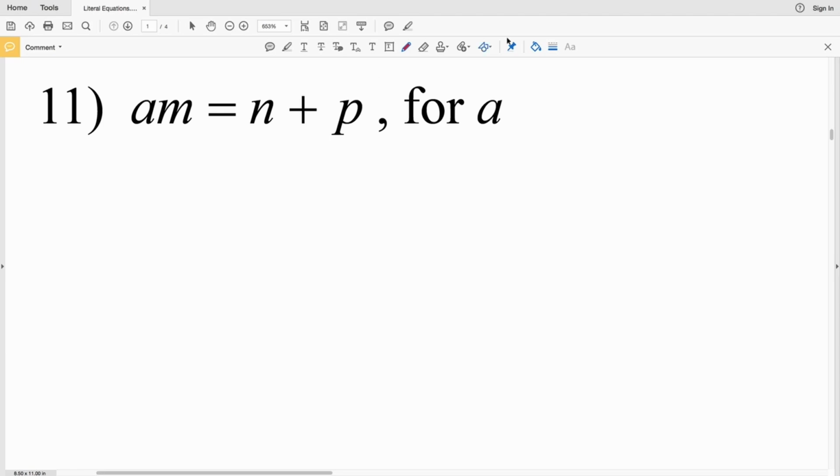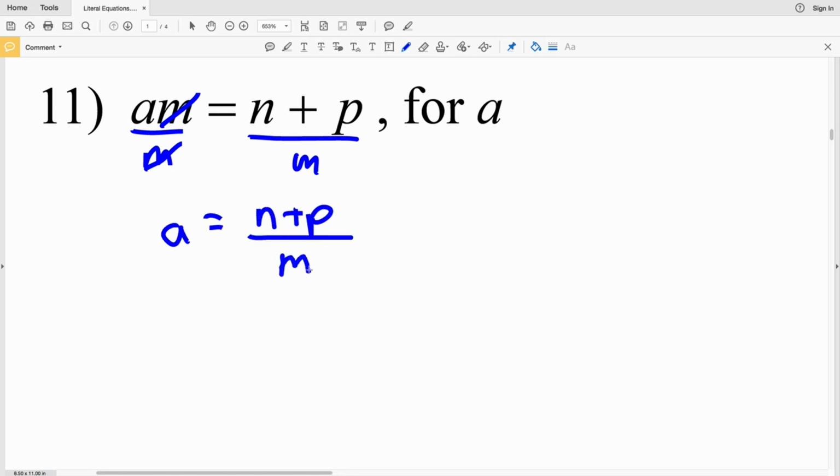So in number 11, our indicated variable is a. So in order to solve for that, we need to isolate the a. That can be done by dividing by m. When we divide by m, the m's on the left-hand side will cancel out since m divided by m is 1 and a times 1 is a, and that's going to be equal to n plus p all over m.